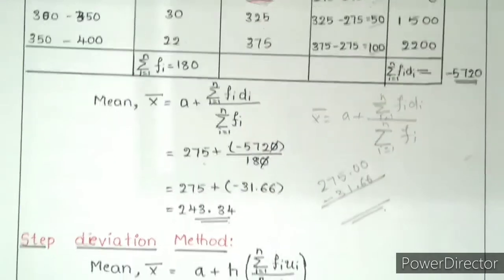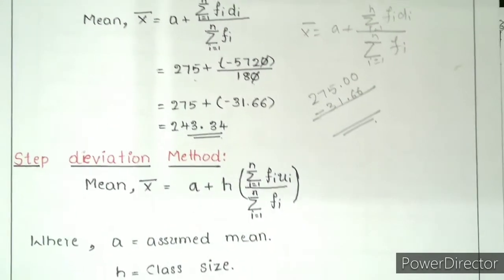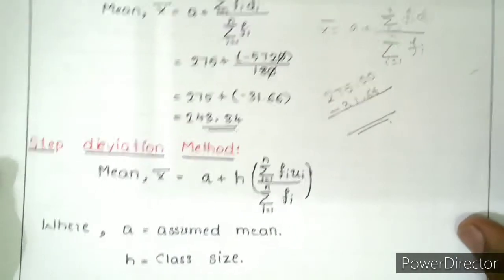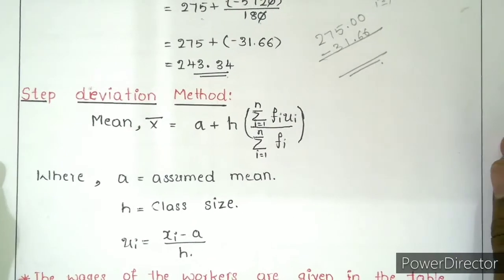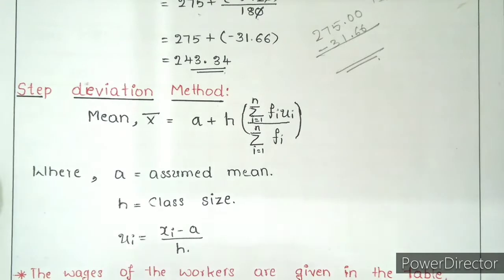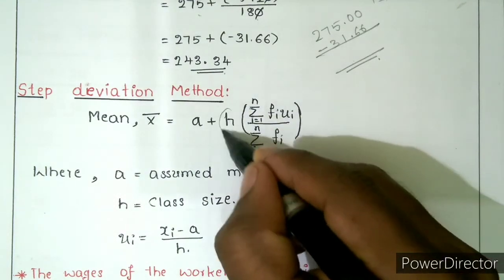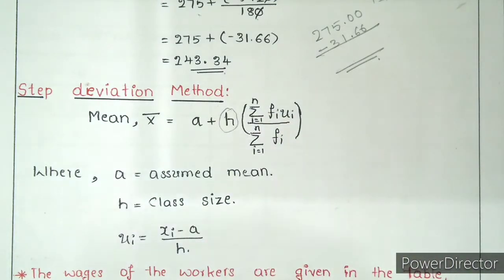So step deviation method, the third method for finding the mean. This is a very important and very interesting method. In the step deviation method, the mean x bar equals a plus h times the summation of fi ui, i from 1 to n, divided by the summation of fi, i from 1 to n. You have one more extra term here, h, which is the class size.